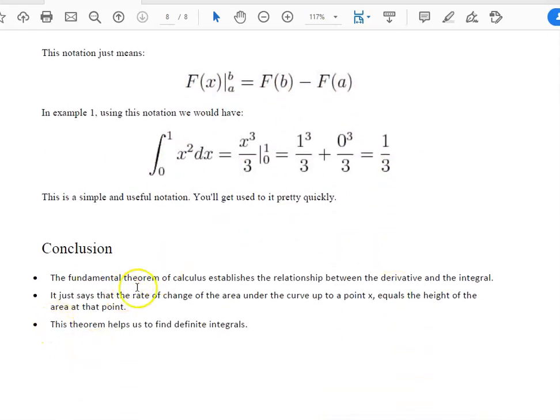So the fundamental theorem of calculus establishes the relationship between the derivative and the integral, and it just says that the rate of change of the area under a curve up to some point x equals the height of the function at that point. And it helps us find definite integrals.